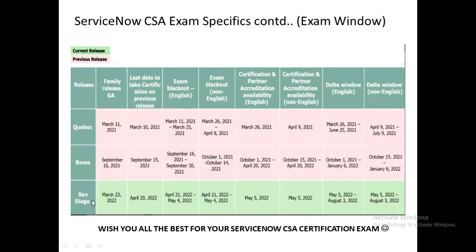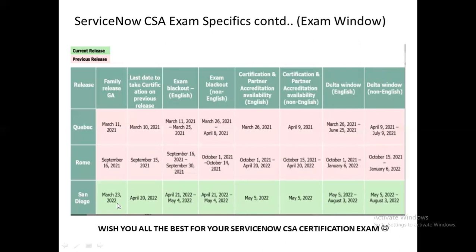If you do not do it, your current certification will be expired and you'll have to do a renewal of the certification in that case, right? Even for non-English, the window is the same. So there is not so much difference. I think there were differences earlier. At least in this particular row, there is no difference in terms of non-English versus English, right?